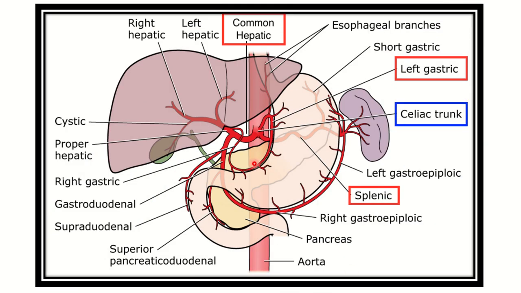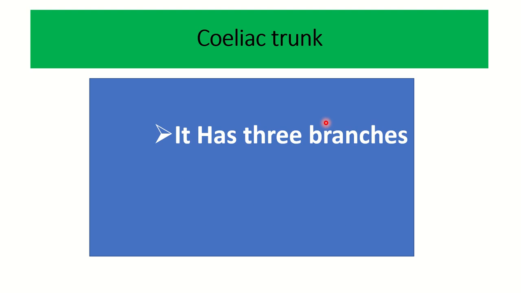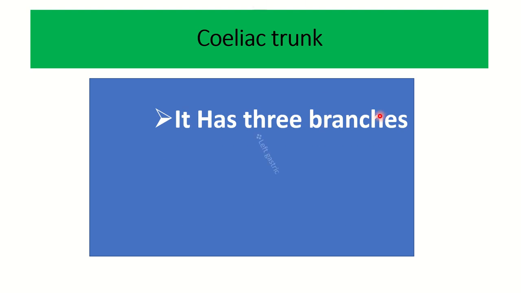So here they are showing the same picture. So this is the celiac trunk. Now at a glance, it has three branches: left gastric, hepatic, and splenic. Thank you all.